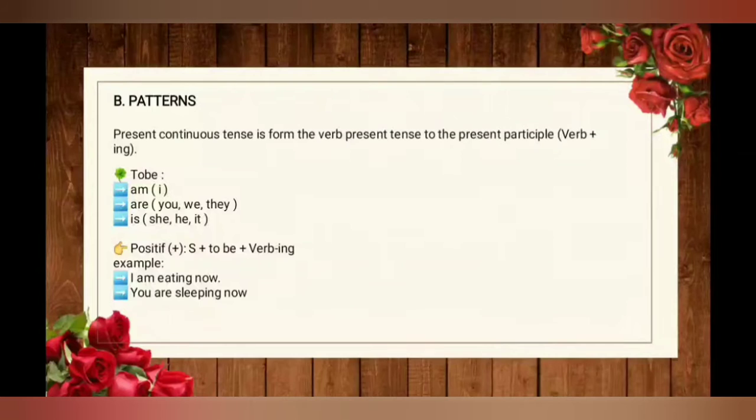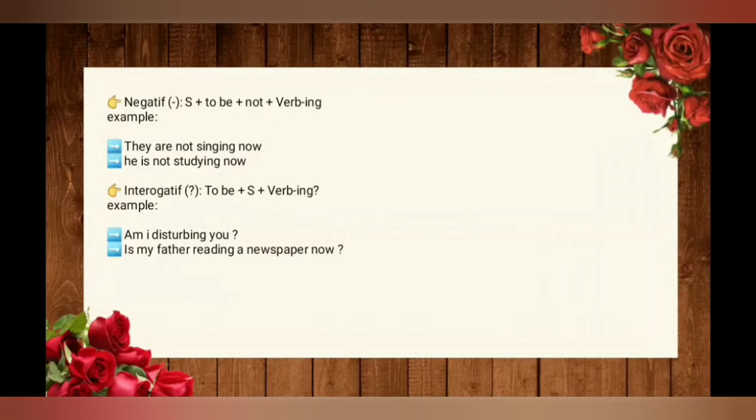B. Patterns. Present continuous tense is formed from the verb present tense to the present participle: a verb plus ing. To be: am, are, is. Positive: subject plus to be plus verb ing. Example, I am eating now. Negative: subject plus to be plus not plus verb ing. Example, they are not singing now. Interrogative: to be plus subject plus verb ing. Example, is my father reading a newspaper now?